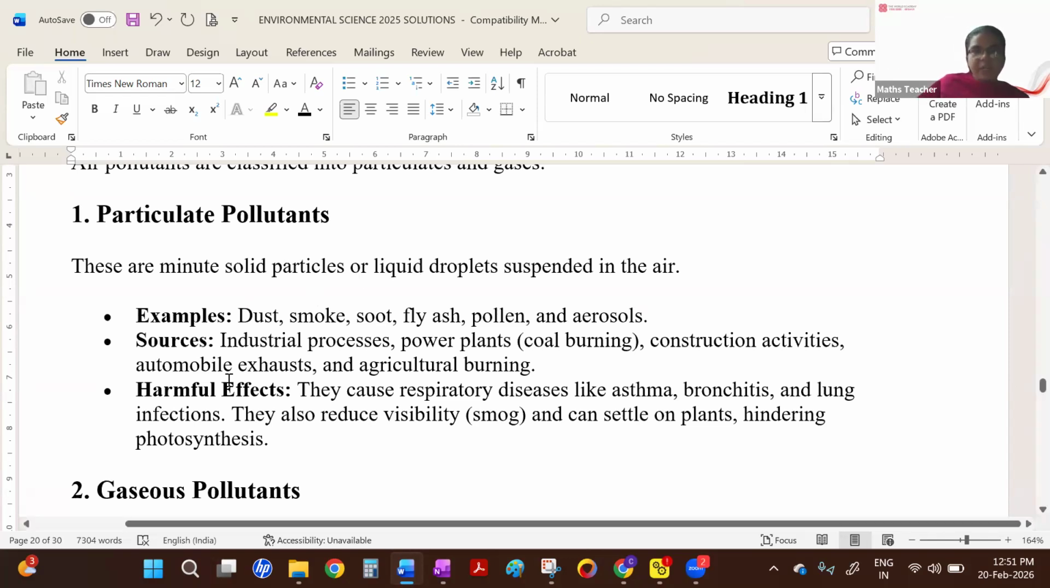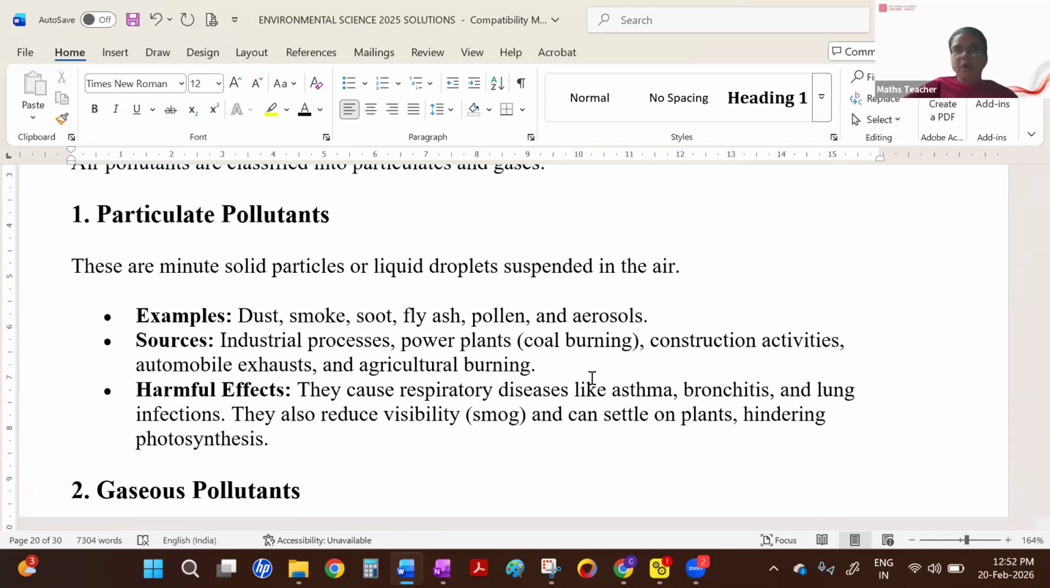And what are the sources of these particulate pollutants? Industries, mostly industries, and the next one is traffic. So, industrial processes, power plants, construction activities, automobile exhaust, and agricultural burning. Yeah, even burning. After harvesting, sometimes the farmers will burn all of the dead plants, right? So that will also contribute to the smoke and dust and everything. So these are the sources.